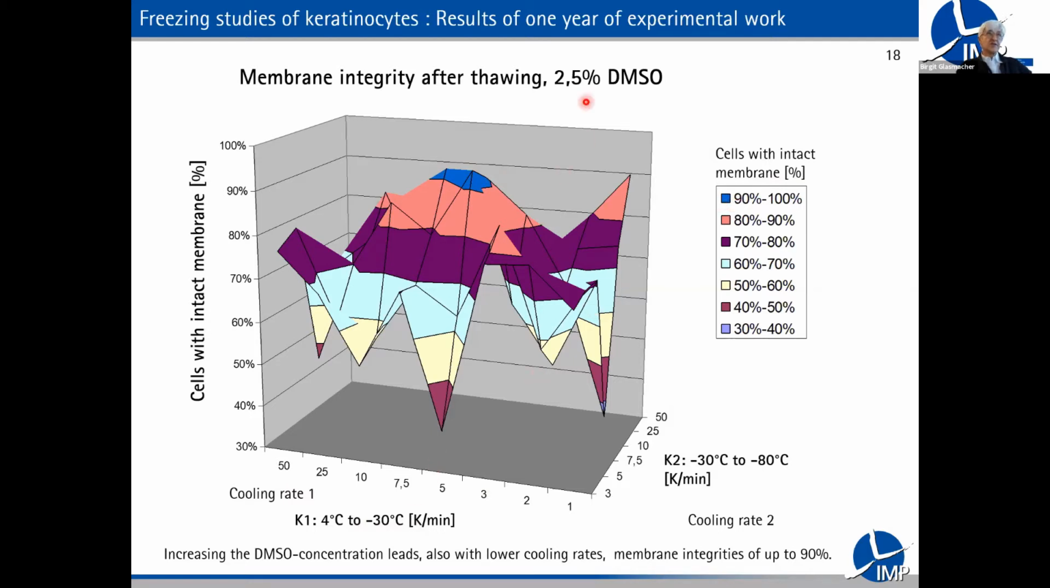We also changed the DMSO concentration. So by increasing the DMSO concentration, if you remember the last talk, membrane integrity goes up. So DMSO helps for membrane integrity. And it also lowers the cooling rate.